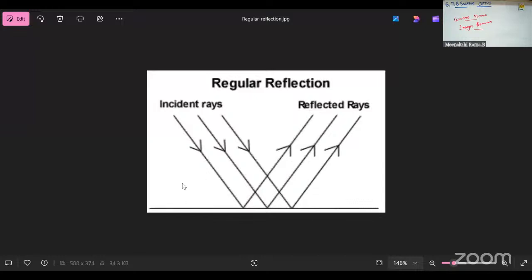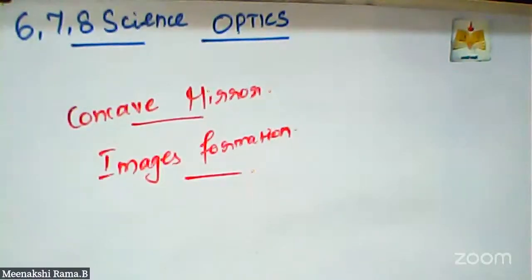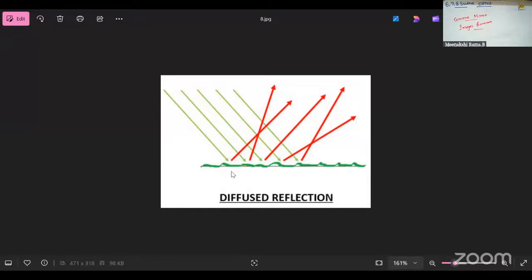So this is regular reflection. First, we are going to see the picture of regular and then irregular reflection. This is the incident rays, and this is the reflected rays. So this is the regular reflection picture. Next one is irregular reflection or diffuse reflection. This is not a smooth surface; this is a rough surface. When light falls on the diffuse, rough surface, the reflected rays' angles differ. So this is the correct picture of diffused reflection.